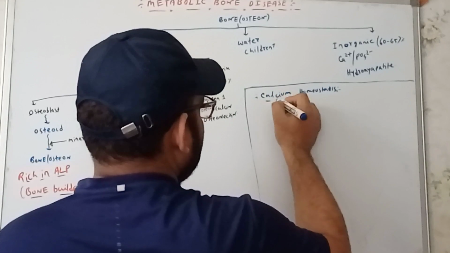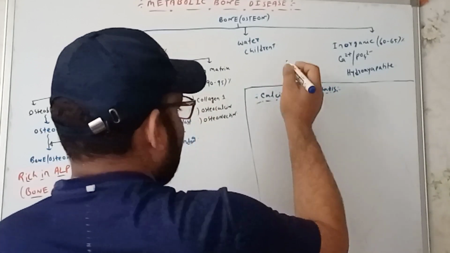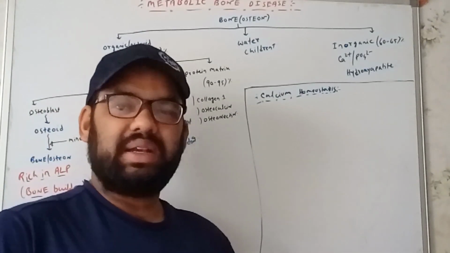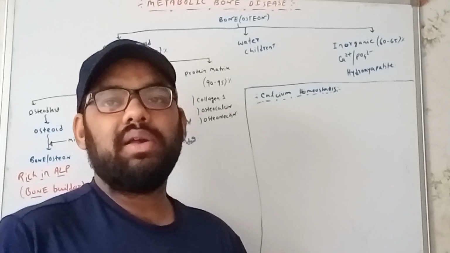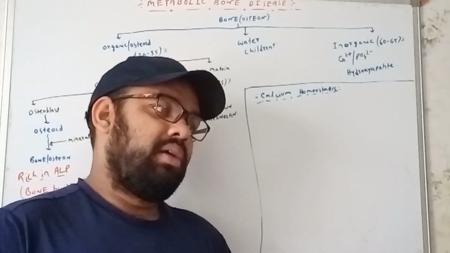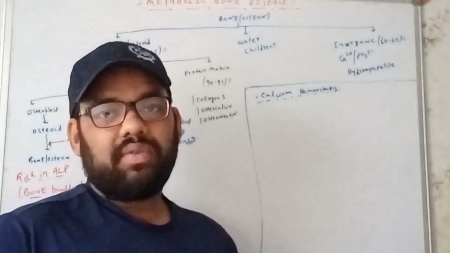So see, there are some triggering factors by which we'll get to see the calcium homeostasis. That means the normal level of the calcium will be maintained. Now there are some triggering factors, for example, hypocalcemia, hypercalcemia, hypophosphatemia. There are different kinds of things.